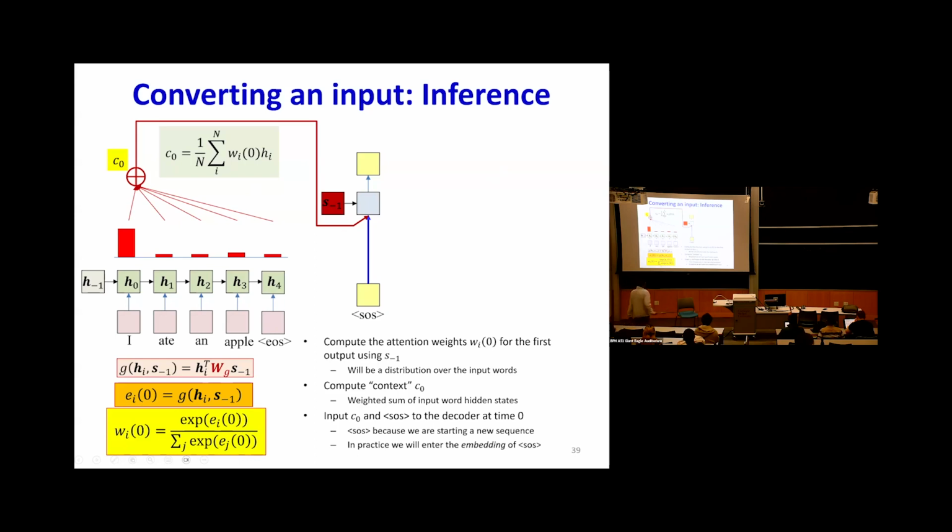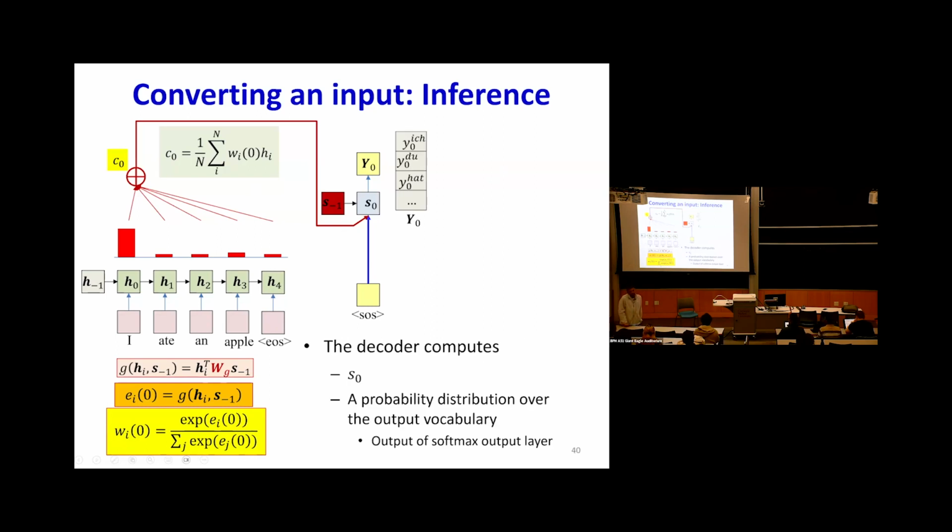That first context vector goes in. And now the decoder is going to compute a probability distribution on the outside, right? From which you would draw a word using some mechanism.